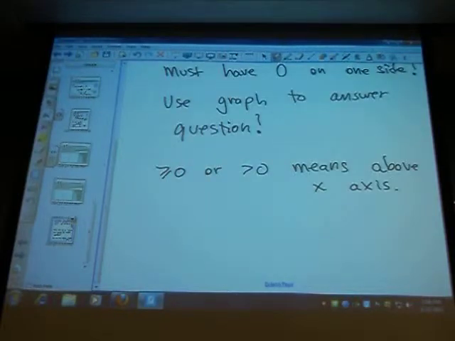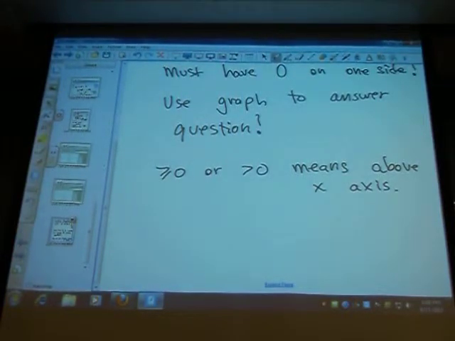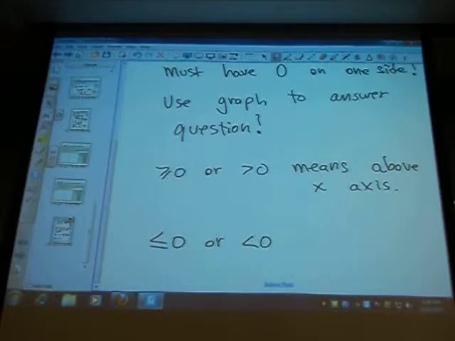So if your question asks you for where is the equation greater than or equal to 0, greater than 0, you're asking where is it above the x-axis. If they say less than, you're looking for below the x-axis. Now the way you answer the question is going to be determined by what inequality they are using: greater than, less than, greater than or equal to, less than or equal to? And it's also determined by whether your equation is concave up or concave down, because that's going to affect where it's above or below the axis.